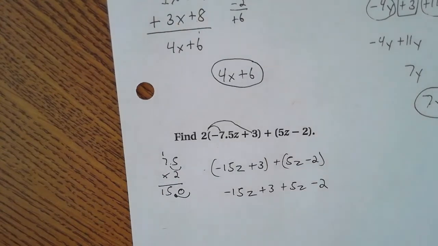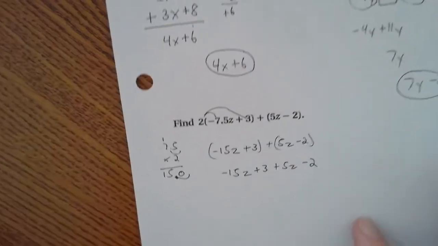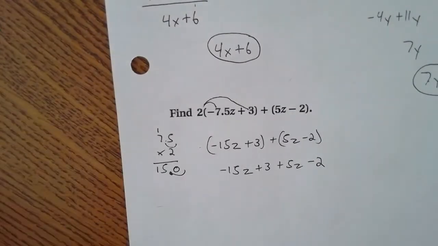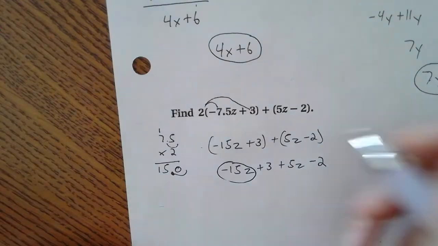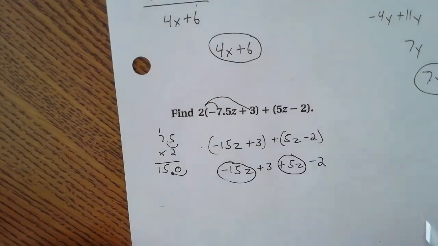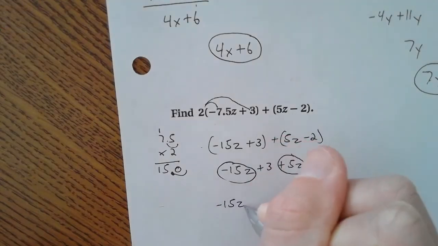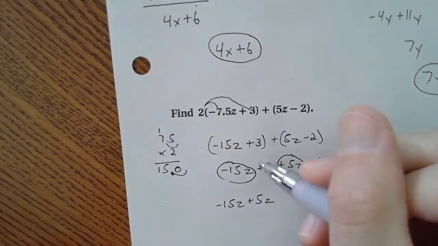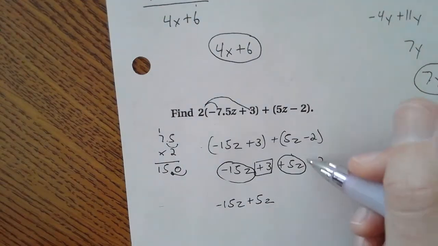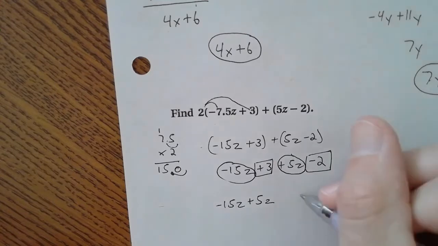Now we're actually going to solve this one a little differently. We're not going to do sum of terms, we're just going to do our combining like terms part. So I'm going to circle this, negative 15z plus 5z. When I'm circling these, I want to make sure I circle the sign in front of them. So I have negative 15z plus 5z. My integers are positive 3 minus 2.